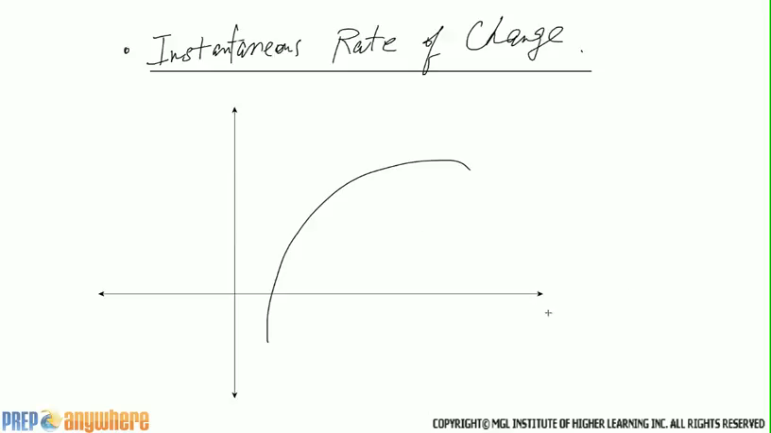So, if I ask you for the instantaneous rate of change at a particular value of x, I want the slope of the tangent at that particular point.